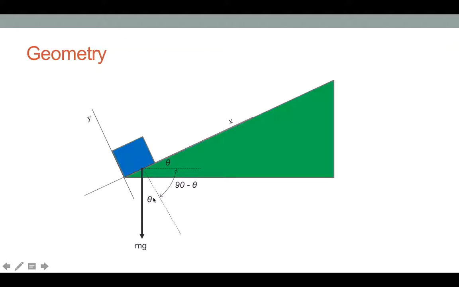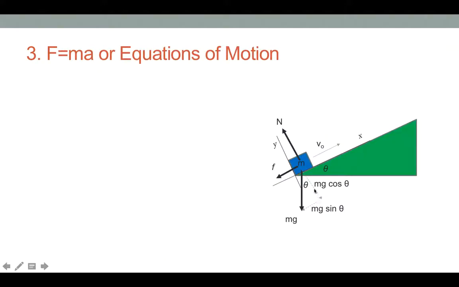So when we redraw our original graph, this angle right here is theta. That allows us to break the weight vector into its x component, which will be mg times sine theta, because this is the side opposite the angle, and the y component right here will be mg cosine theta, because this is the side adjacent. So that allows us to break the weight vector into its two components.